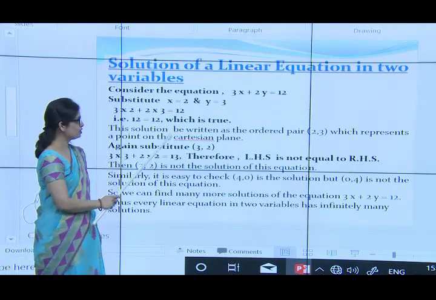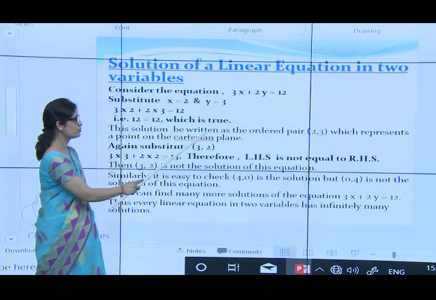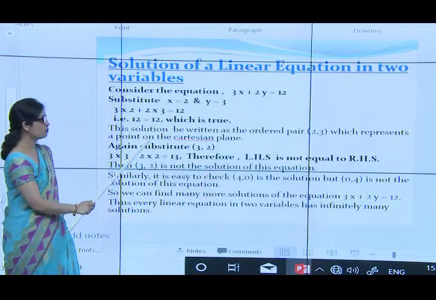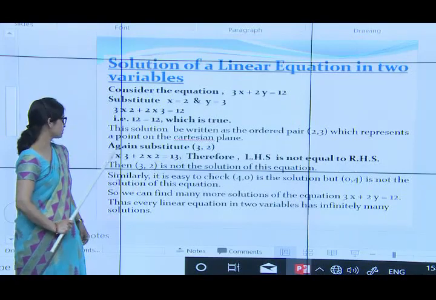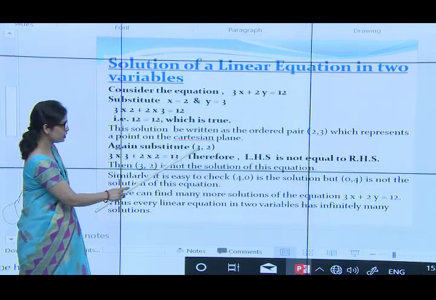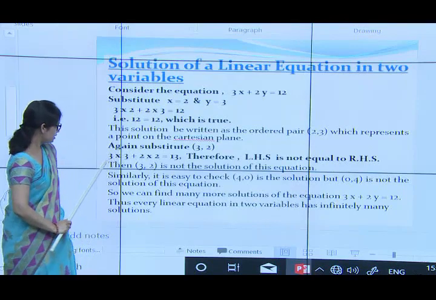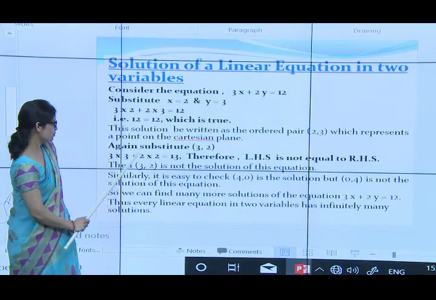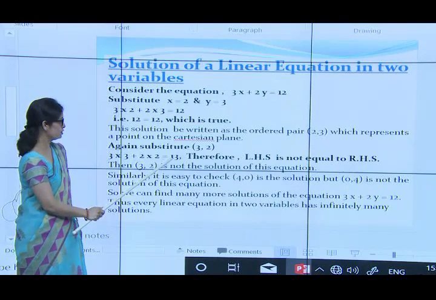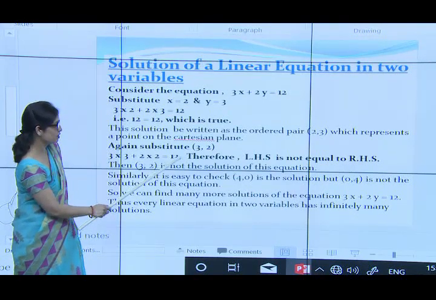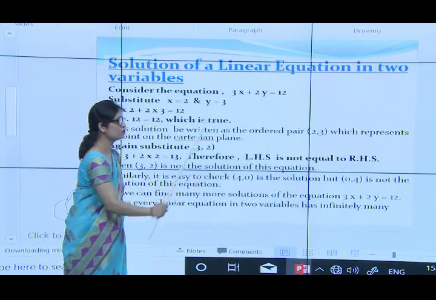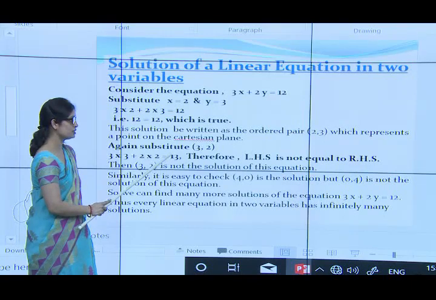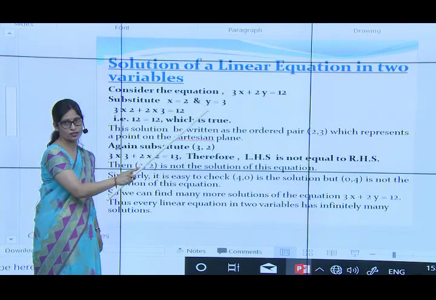Now the solution of the linear equation in two variables will be written as the ordered pair (2, 3), which represents a point on the Cartesian plane. Again, if we substitute (3, 2), then after solving, the left hand side of this equation will be equal to 13. Therefore, the left hand side is not equal to the right hand side, because the left hand side after solving is 13, but the right hand side of the equation is 12.